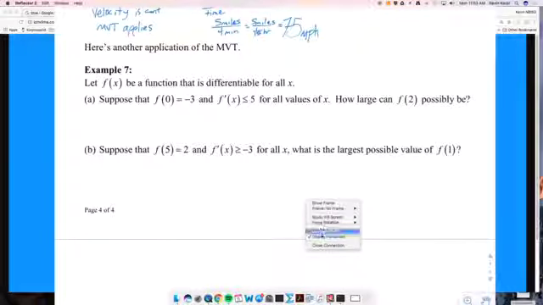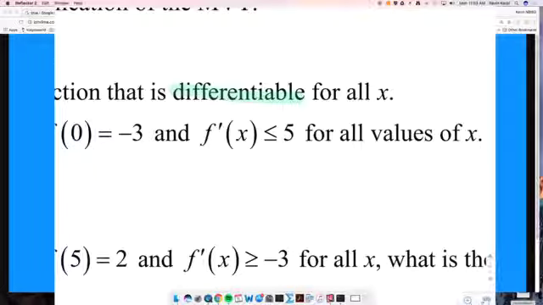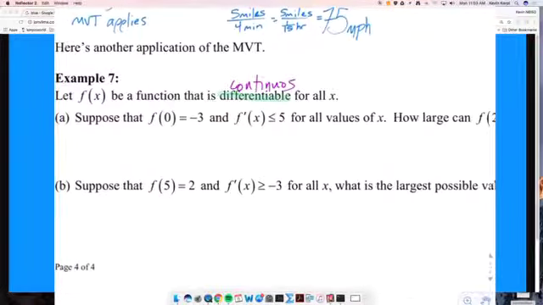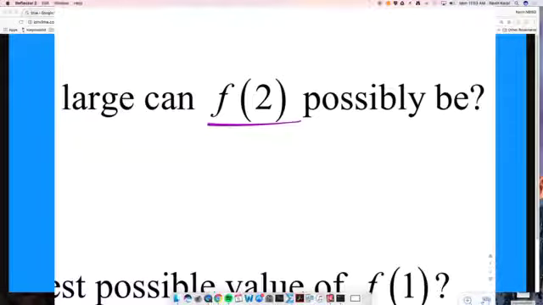All right, so question 7 is something that doesn't even really immediately appear to be related to the mean value theorem, and it can be actually answered without considering it. Let f be a function that is differentiable. Of course, then that means that it's what? It's also continuous. And it's smoothly connected everywhere, and there's no vertical tangents. Suppose that f of 0 equals -3, and f prime is less than 5 for all values of x. How large can f of 2 possibly be?